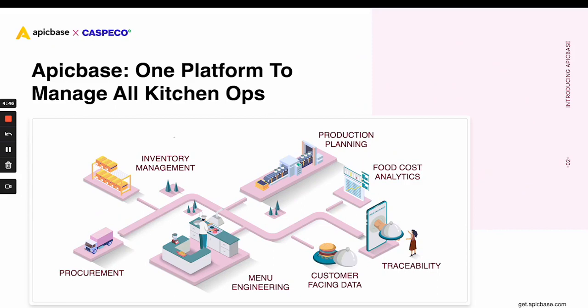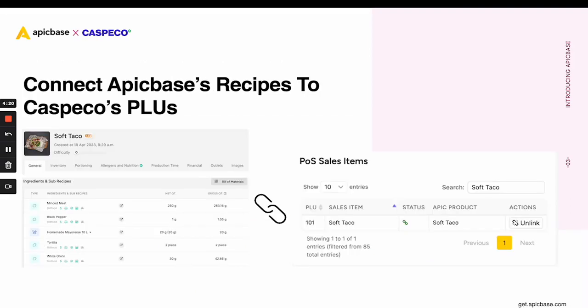Apicbase is one platform to manage all kitchen operations. As you can see in this image, this means we streamline everything from menu engineering, procurement and inventory management to production planning, traceability and food cost analytics. The goal is to automate and simplify as much as possible to boost profitability and lower the manual workload. To make this possible, the partnership with Caspeco plays an important role. How? Let us show you.